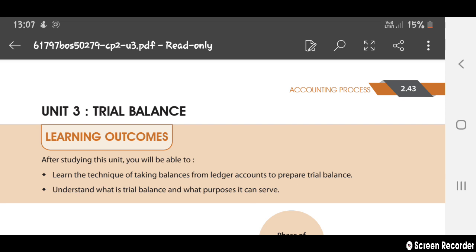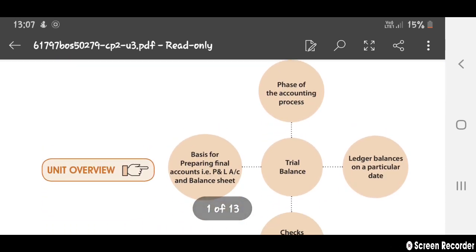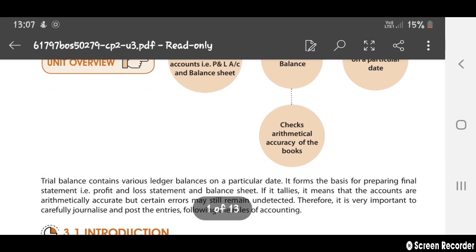Today I'm going to explain your Chartered Accountancy Part 2, that is Accounting Process, third chapter, Trial Balance. In Trial Balance there are four things you will learn: the basis for preparing final accounts and balance sheet, the phases of the accounting process, ledger balances on a particular date, and checking the arithmetic accuracy of the books.